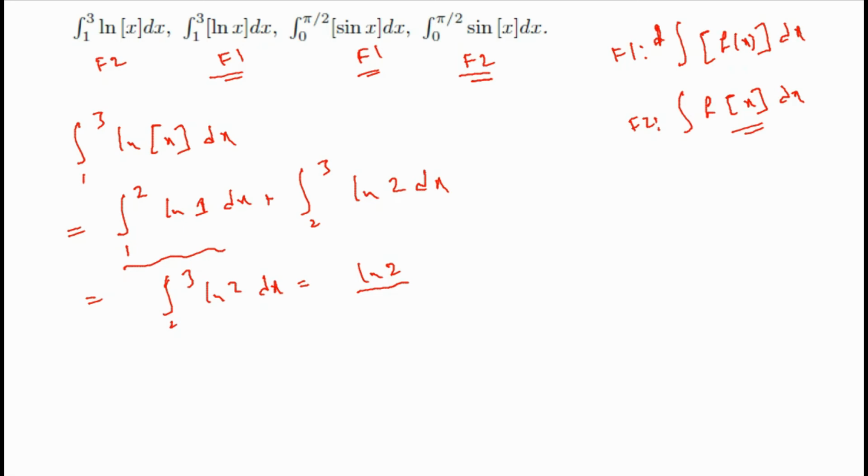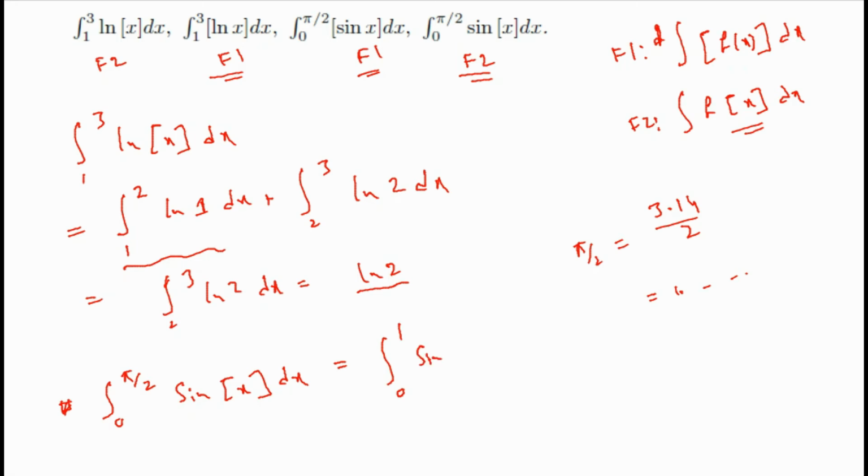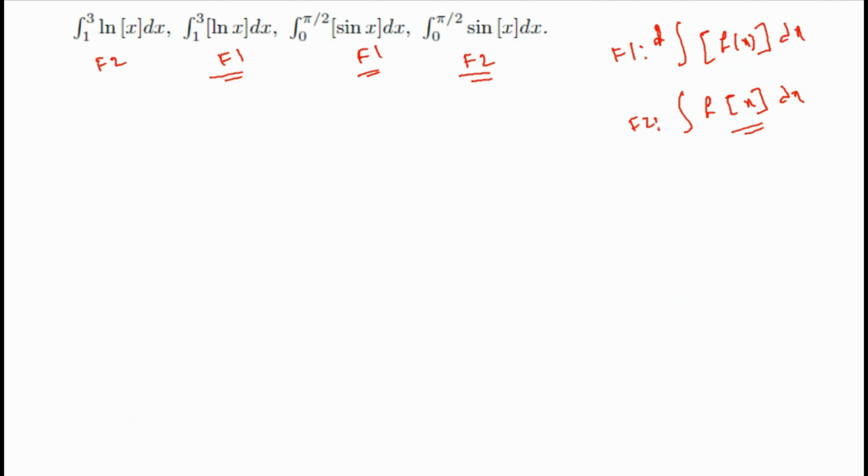Next is the integral from 0 to pi by 2 of sin [x] dx. Here 0 to pi by 2 means 0 to 3.14 by 2, which is about 1 point something, so we split at 1: the integral from 0 to 1 of sin 0 dx plus the integral from 1 to pi by 2 of sin 1 dx. So it will be sin 1 into pi by 2 minus 1. This is the answer. Now it's time to solve form 1.